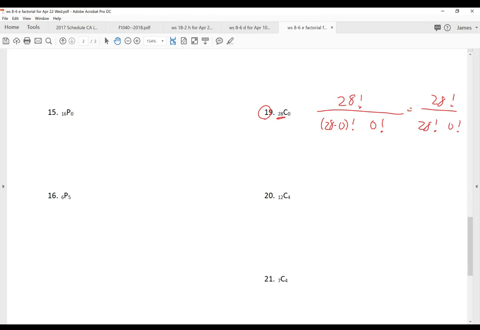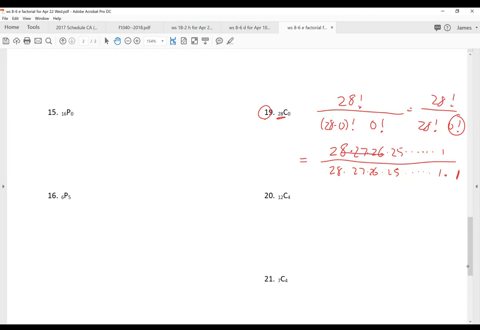So it turns out 0 factorial is not 0, it's 1. It's like anything to the 0 power is not 0, anything to the 0 power is 1. So 0 factorial is not 0, it's 1. So you have all these numbers on top, 28 and all the way to 1. In the bottom, you have exactly the same numbers, 28 factorial, so they cross out. And the important thing is 0 factorial is still 1.